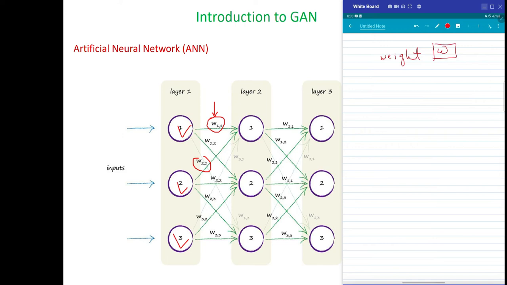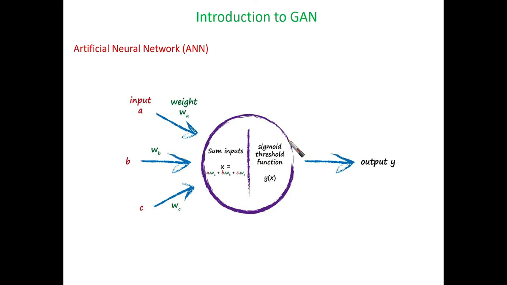Let's try to understand this more nicely by focusing on a single node. How is it working? This is the single node that we are talking about. Let's say some number is coming from the output of another node, and this is A, this is the output coming from node B, and this is the output coming from node C. So these are the inputs for this node. Each input number is multiplied by its weight: this is WA, this is WB, and this is WC. So here, the sum of this input is then what?